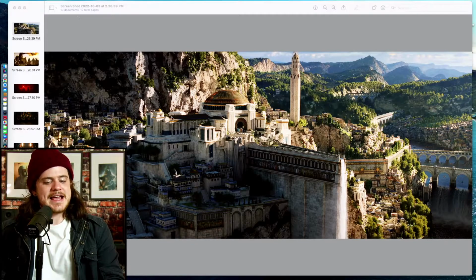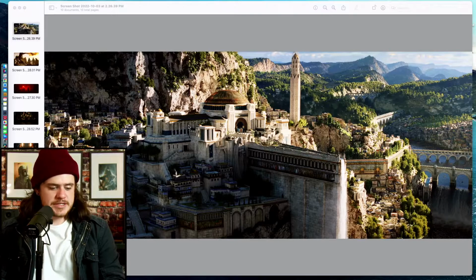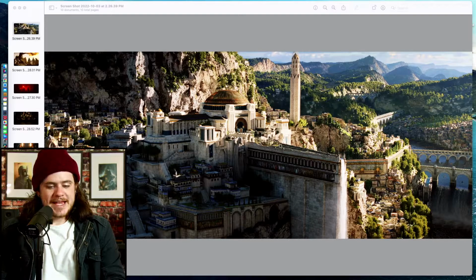Well, let's go ahead and analyze this first one. This first one is kind of simple. It is a sky view. I'm sure there's a lot of animation in here. I know there's a lot of animation in here. It is very beautiful.